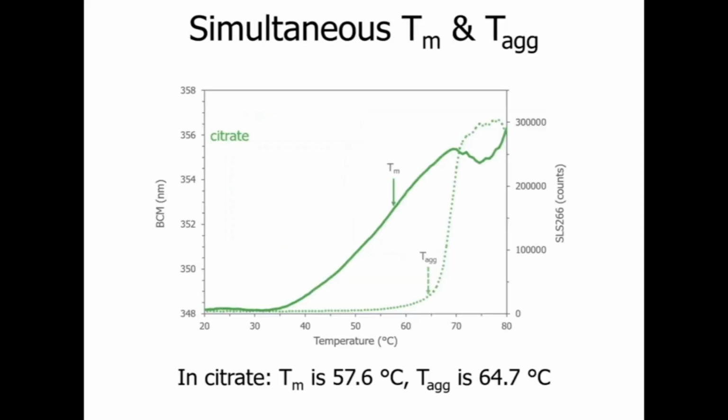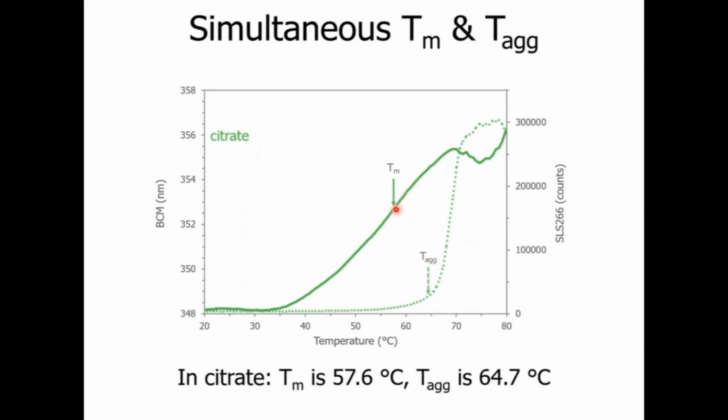This is what the results of a thermal ramp stability test look like. Our ADC in citrate buffer is shown here in green. The fluorescence data is on the left y-axis and is the bold line. And as the temperature increases, we can see how the fluorescence shifts to longer wavelengths. We're looking at the BCM, the barycentric mean. This shift to longer wavelengths is something we call a redshift, because longer wavelengths are redder.